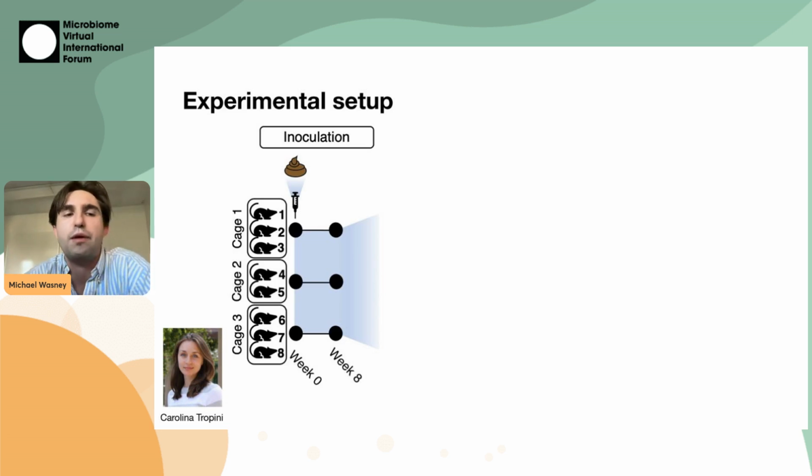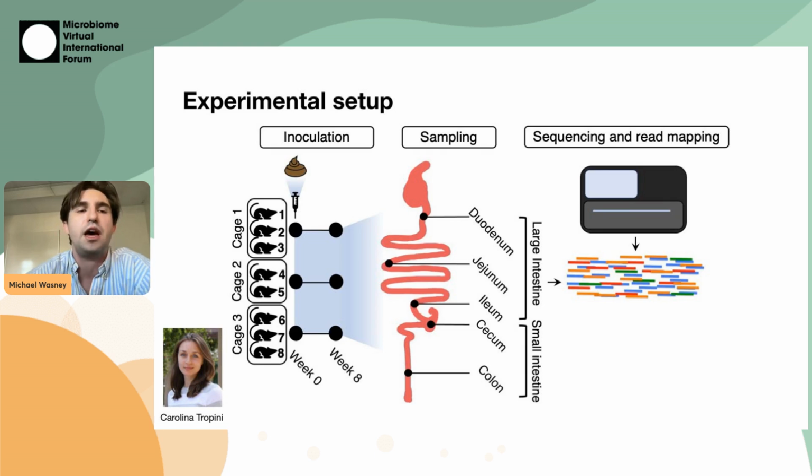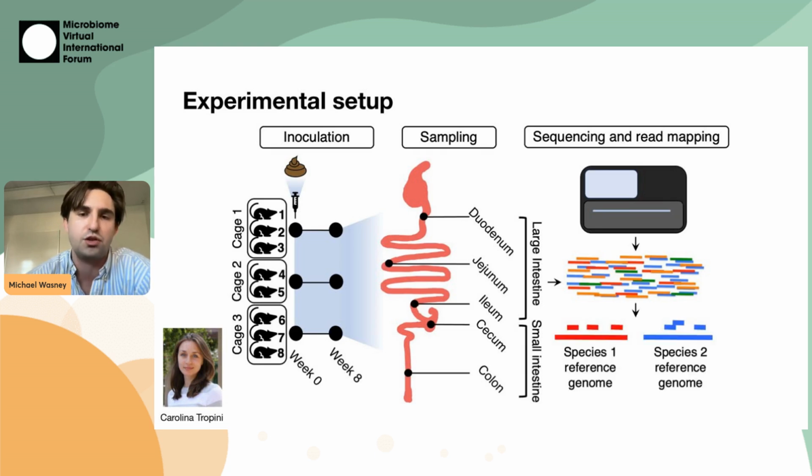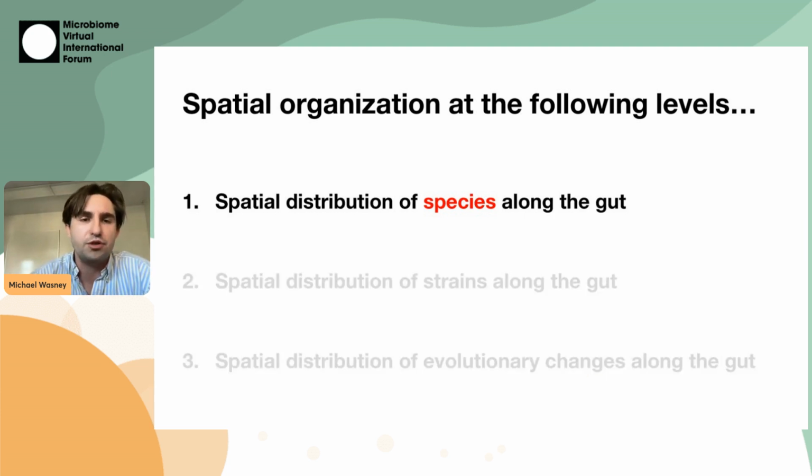These mice were allowed to equilibrate for 8 weeks before we collected luminal samples from 5 sites along the gut, shotgun sequenced them, and mapped the short reads to a reference database of bacterial genomes, allowing us to call, for example, species abundance, but also the abundance of individual genetic variants. And with this data set, I set out to answer 3 questions: the spatial distribution of species, of strains, and evolutionary changes. So I'll start with the species question.